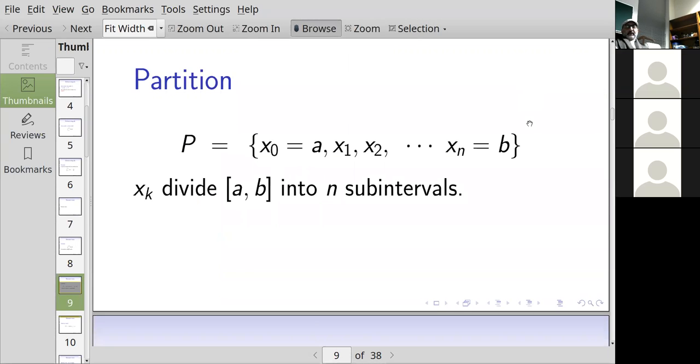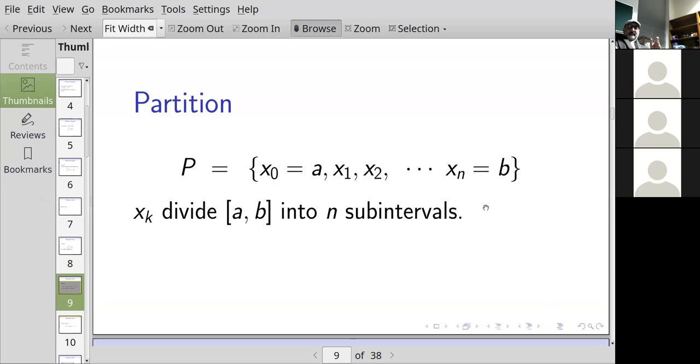Then you had the n points. So if you want n rectangles, then you need n subintervals, and you need n plus 1 points. So we call those points x0, x1, x2 up to xn. Okay? And the left end point of the interval is x0. The right end point of the interval is xn is equal to b. And we've got these points x1, x2, and so on up to xn minus 1 in between the endpoints.